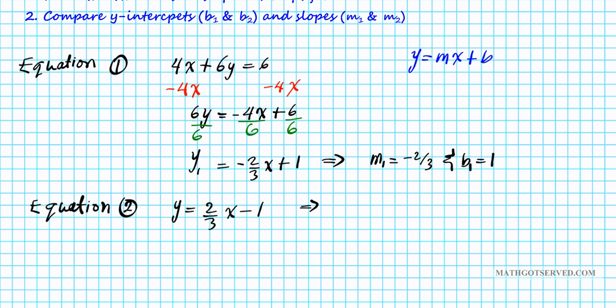Okay, so let's see what we have here. So m2 is the coefficient of the x. Remember the number in front of x, that's m. So m2 is 2/3, and b2 is negative 1. All right.